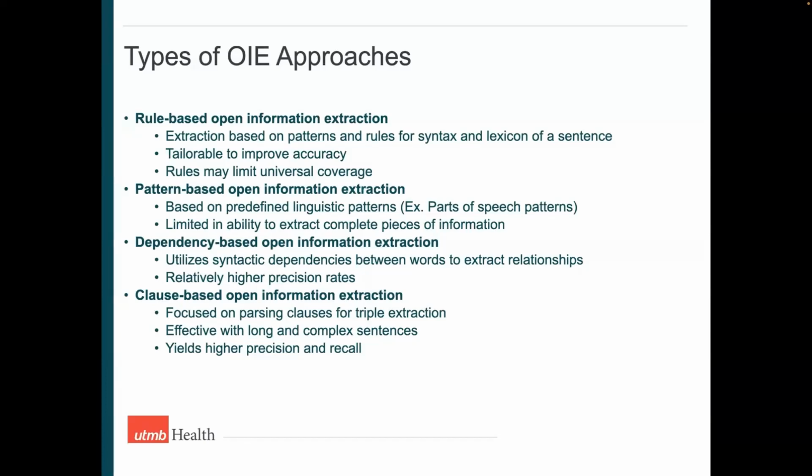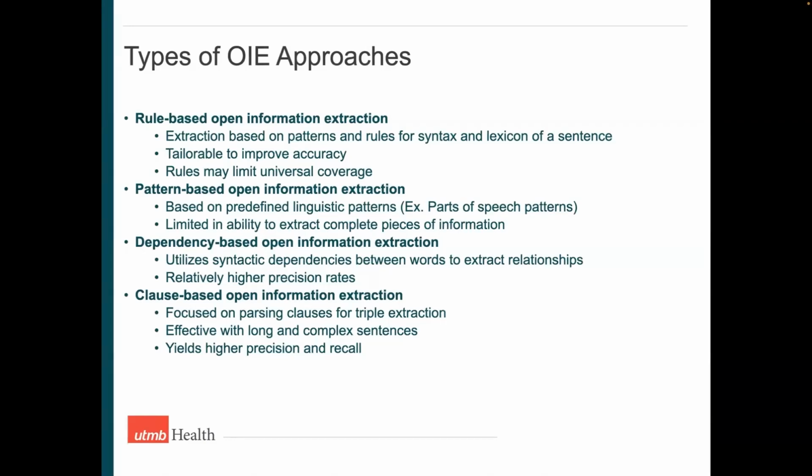So another OIE approach is pattern-based open information extraction, which is based on predefined linguistic patterns. Pattern-based open information extraction extracts relational triples from structured text, for example, using a predefined set of parts of speech patterns to extract verbal relation sequences. And then there's dependency-based open information extraction, leveraging syntactic dependencies between words in a sentence.